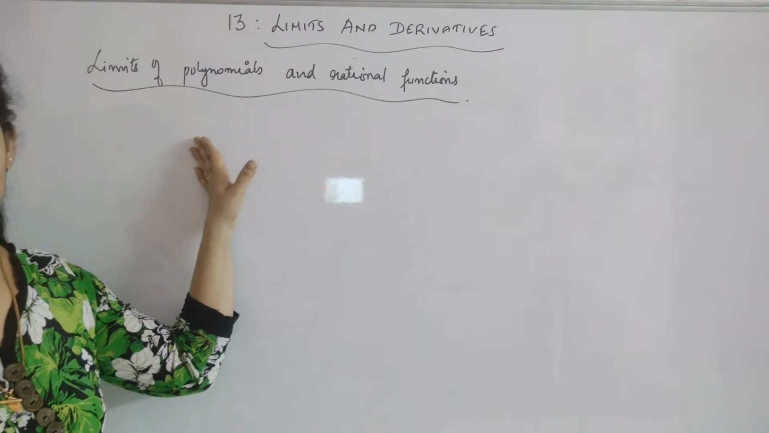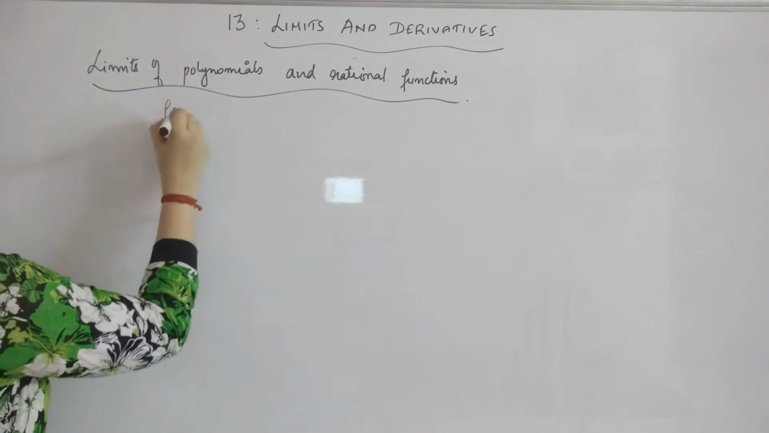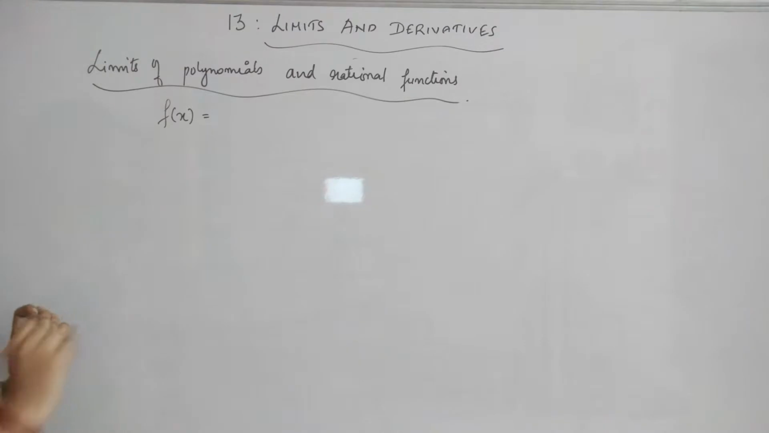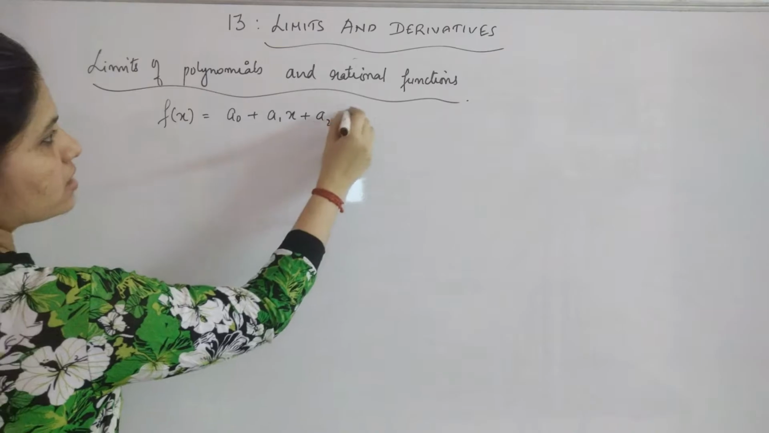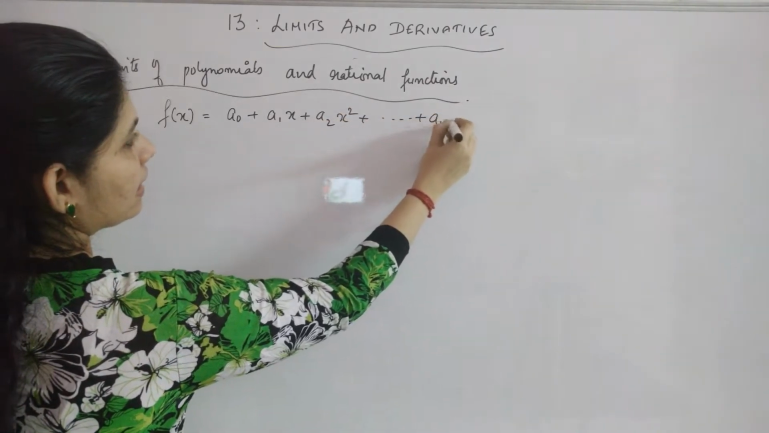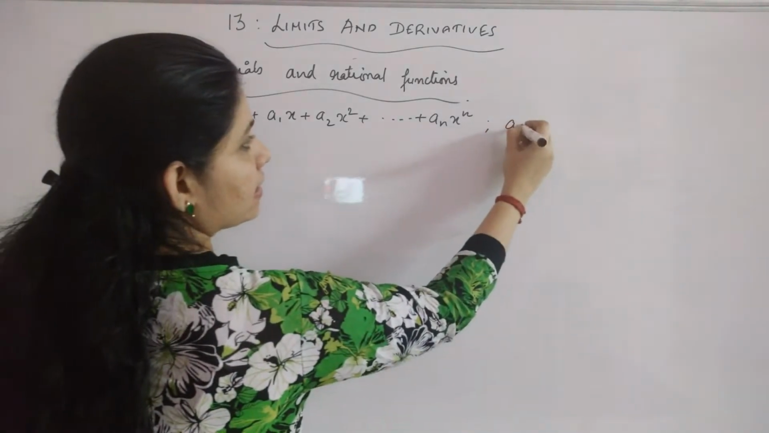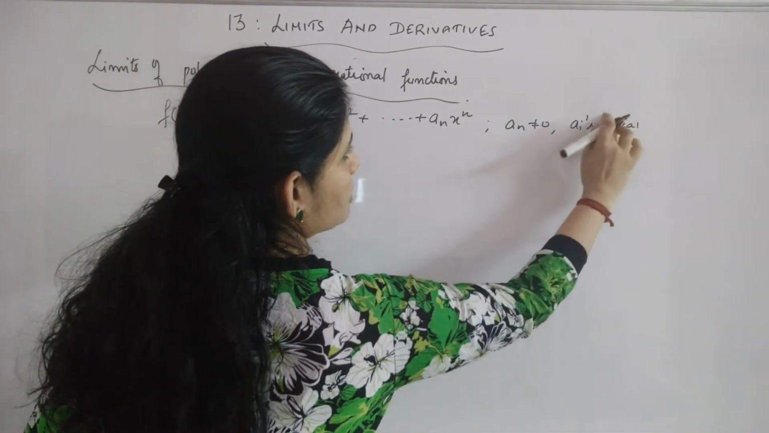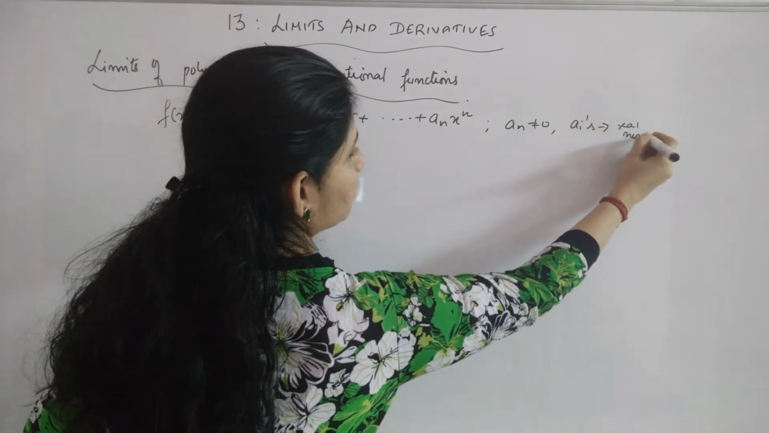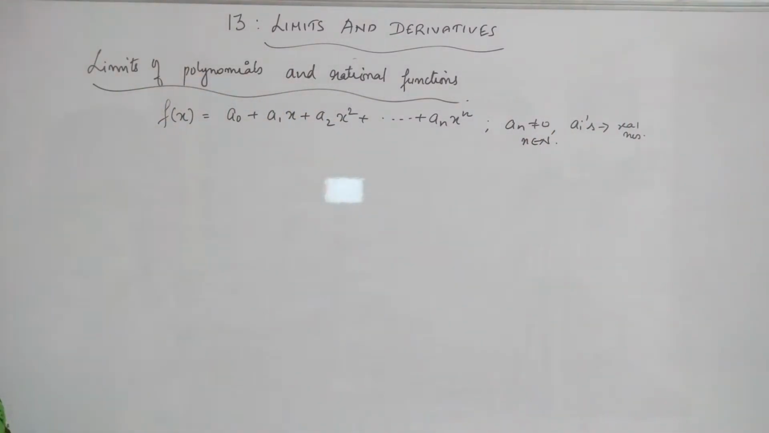The next topic which we are considering is limits of polynomials and rational functions. First of all we should know what a polynomial is. If I take a polynomial in x, I can write f of x as a naught plus a1 x plus a2 x square plus and so on up to an x raised to n. So this is a polynomial of degree n, if an is not equal to 0 and the ai's are all real numbers. Okay, so these are all real numbers and n is any natural number, n belongs to capital N.